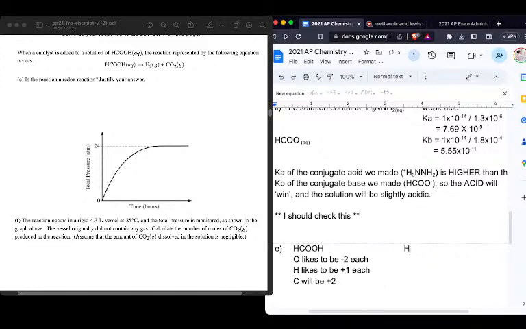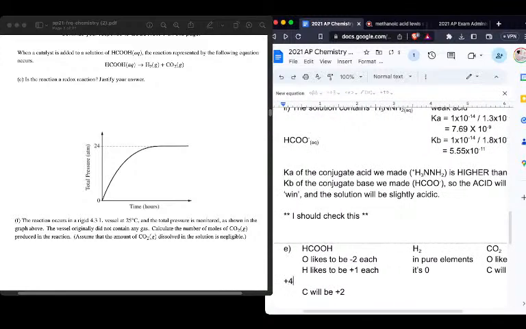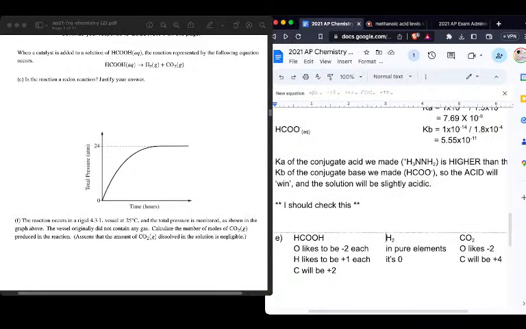Now we're going to figure that out for the other 2 things. H2. What's the oxidation number of hydrogen in pure hydrogen? In pure elements at their standard state, the oxidation number is 0. So hydrogen is changing its oxidation number from +1 to 0. For CO2, again, the rule is O likes to be -2. Carbon will generally take whatever it needs. So in this case, it's going to be +4. You need to cancel out 2 -2s in order for the total charge on carbon dioxide to be 0.